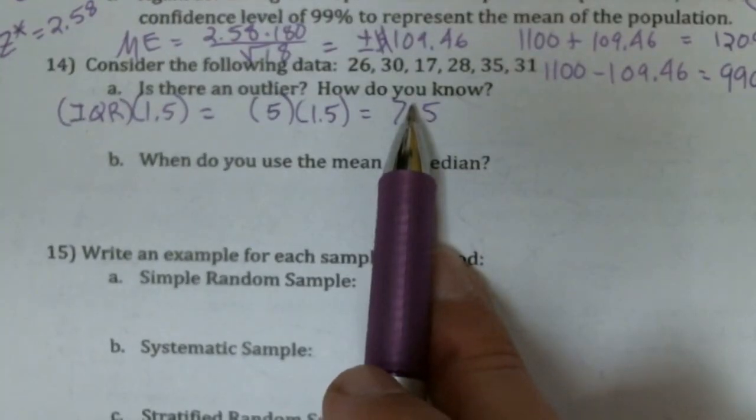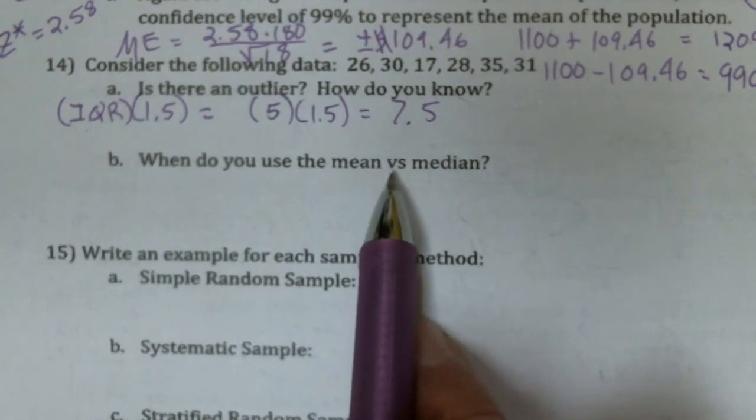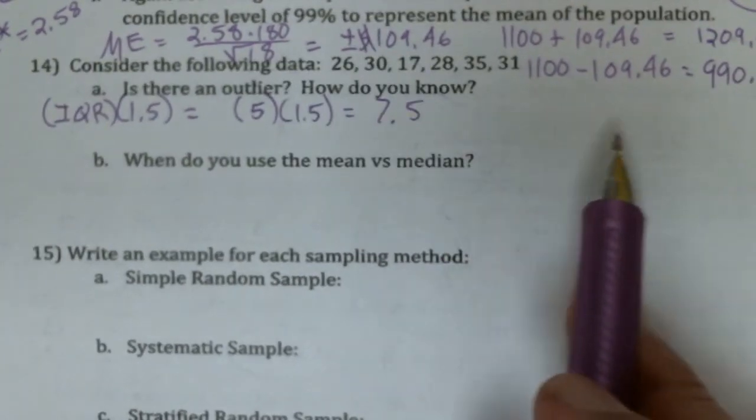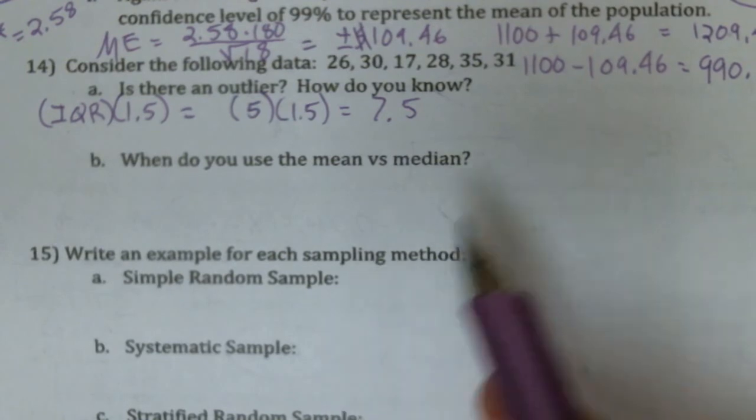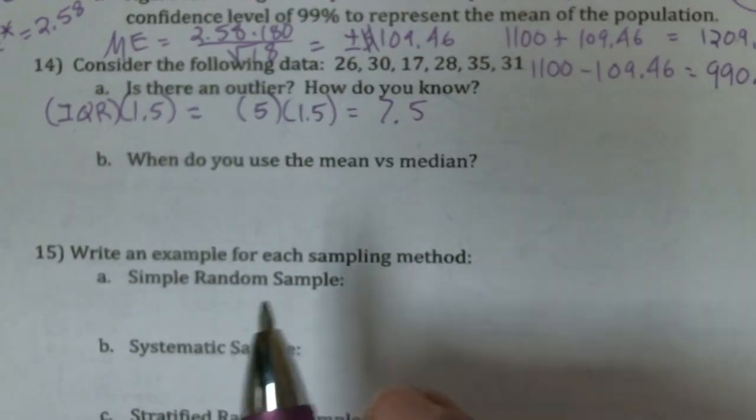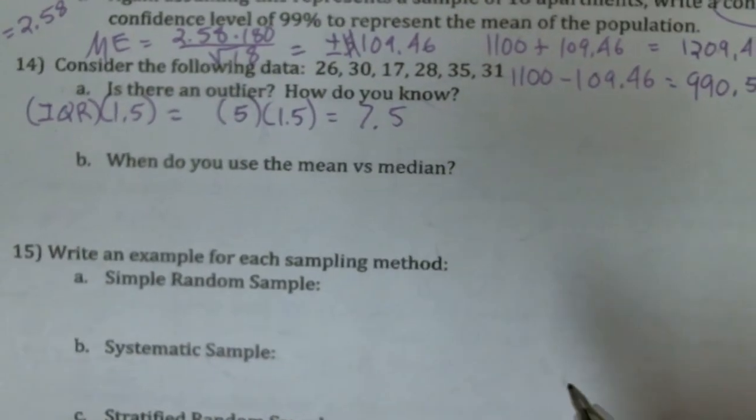So my IQR is 31 minus 26, which is 5. I'm going to take this value, the IQR, times 1.5. 5 times 1.5 is 7.5. Okay, so now I'm going to take this number and add it to the Q3 and subtract it from the Q1, and that is what will give me my upper bound and my lower bound, to say whether or not a number is higher or lower than that to determine whether or not it's an outlier.